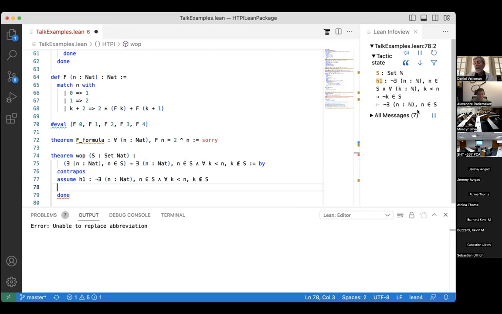Good strategy for negative statements: if you can re-express it as a positive statement, that's helpful. And I've got tactics for doing that. Quant neg is a tactic that deals with negating quantified statements. So I'm going to prove now for all n, n is not in S, and I'm going to prove it by strong induction.